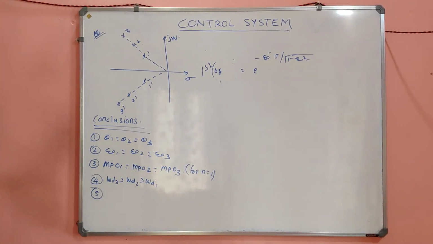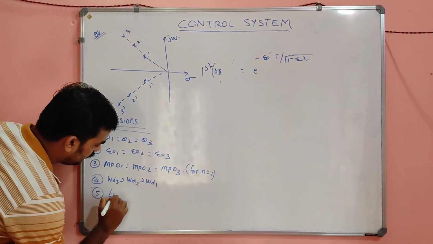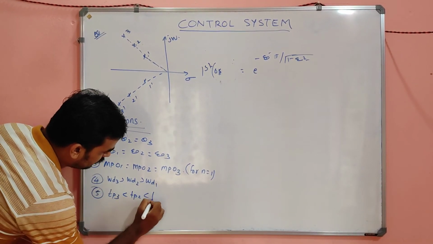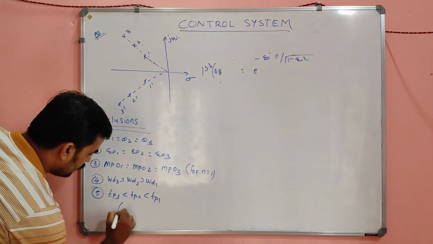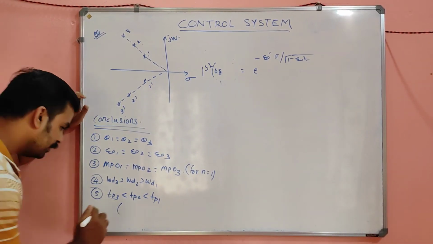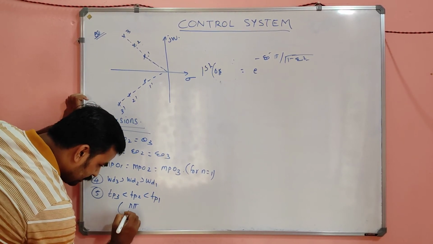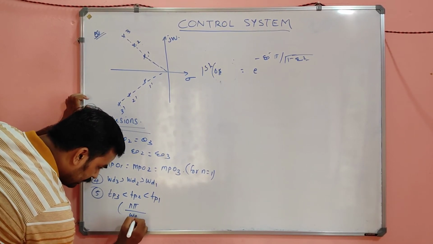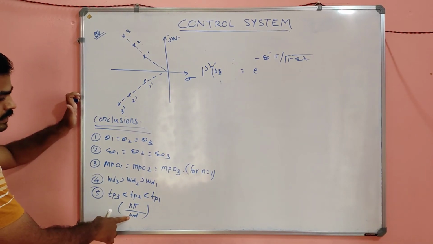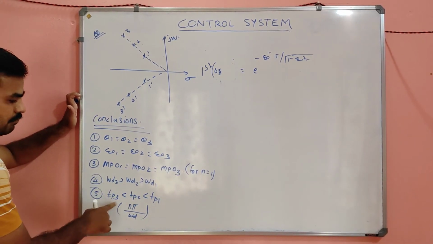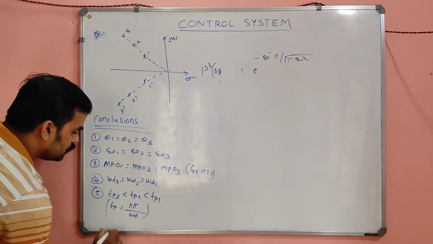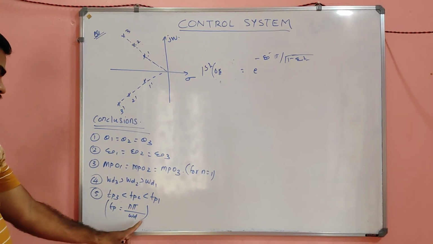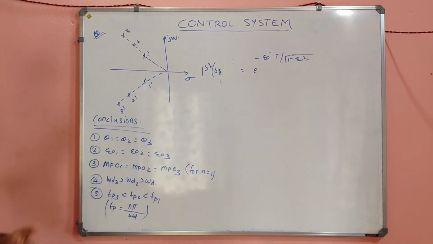Okay. Next conclusion. Tp3 less than Tp2 less than Tp1. How? Because the peak time will be equal to n pi divided by omega d, correct, na? If omega d is increasing, it will go on decreasing, because Tp is equal to this much. If this goes on increasing, this goes on decreasing inversely. That's all.